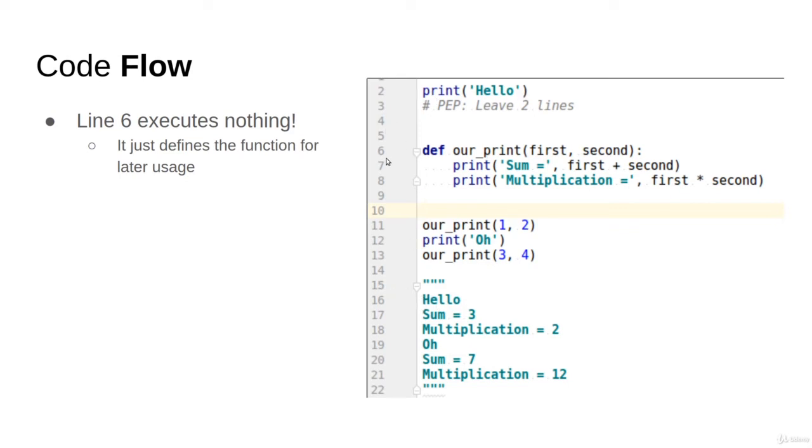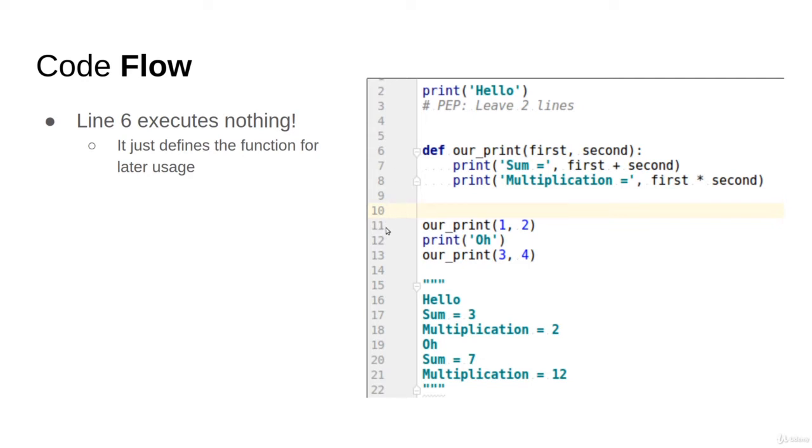In line 6, it sees we define our function. Now I would like you to understand what's happening here. Nothing will be executed here. All that happens is that the interpreter records that there is now a defined function named our print, and others can now call it. That's all. So there is no execution from line 6 to 9. It is just information to the interpreter about what is possible.